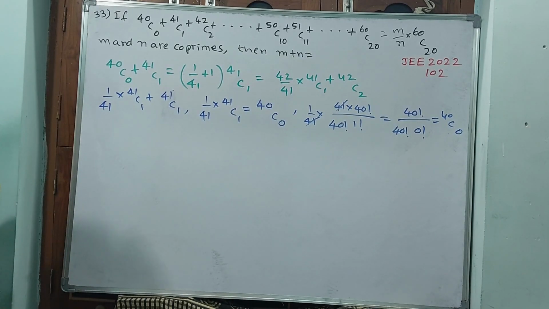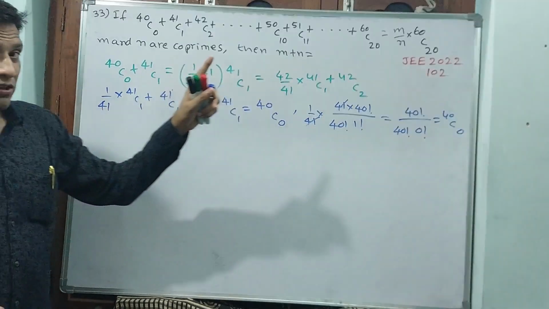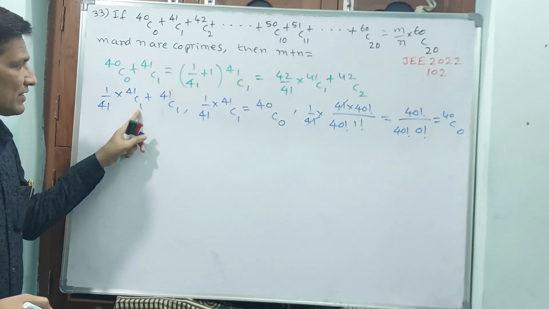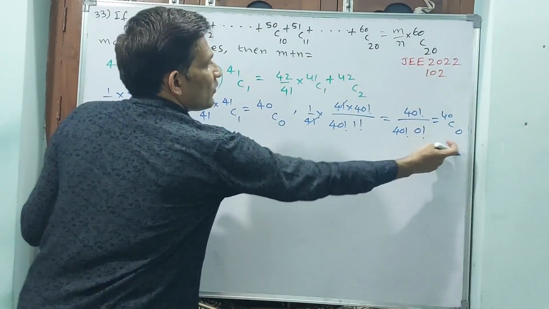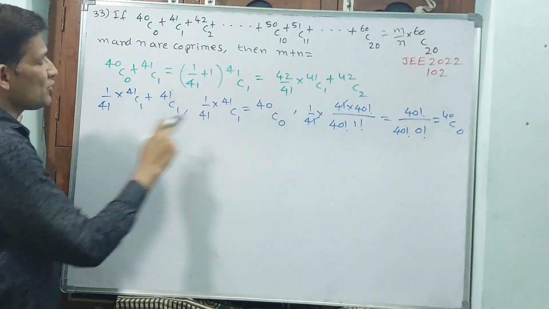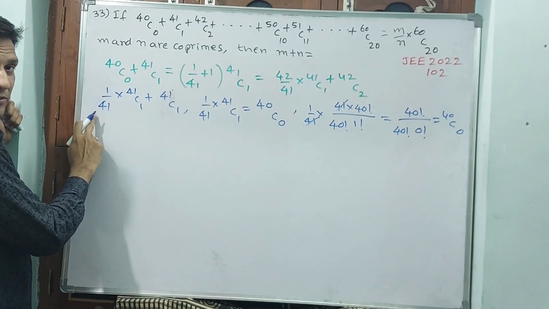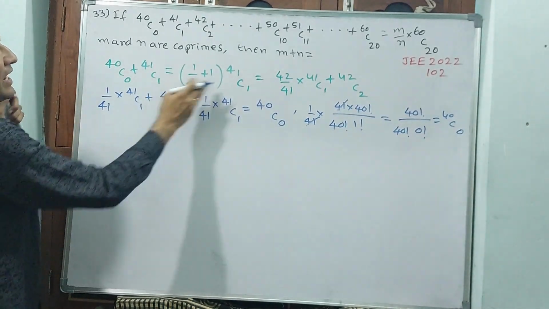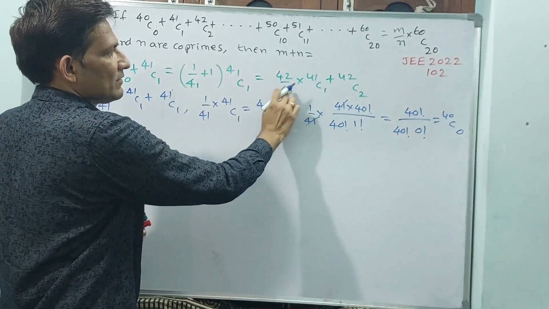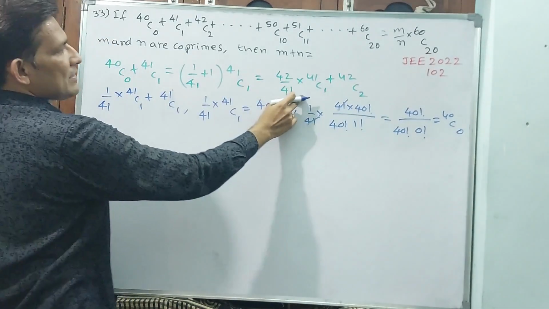Okay? That means we can say that 1 by 41 into 41C1 is equal to 40C0. Then we have converted 40C0 into 41C1 with another coefficient, and we have added it to this one. Then the coefficient has become 42 by 41, 41C1.